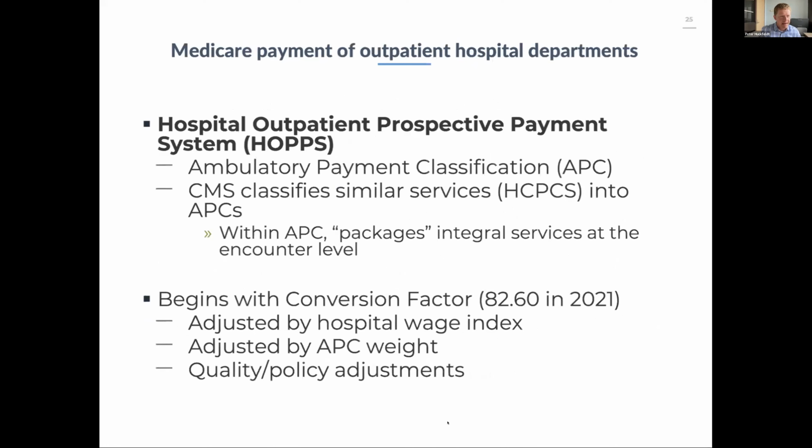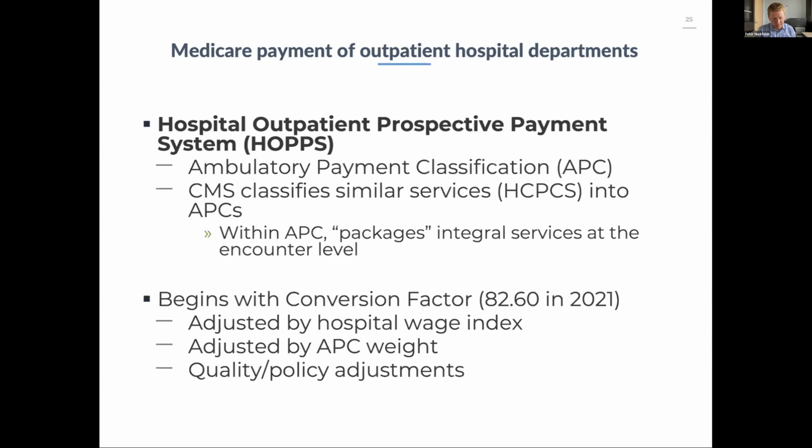So let's go into this in a bit more depth. Let's go straight to how Medicare pays outpatient hospital departments. Medicare has a prospective payment system for outpatient departments. And the unit of payment in this system is called the ambulatory payment classification. And the idea here is that if you have a number of similar services, so HCPCS are mapped to APCs, you get a set payment for that package of integral services. And so it creates some incentive to, within an APC, use services efficiently.